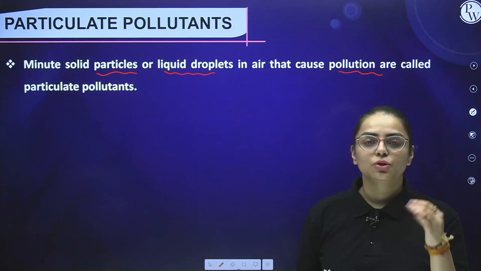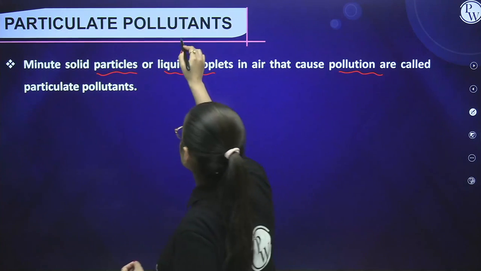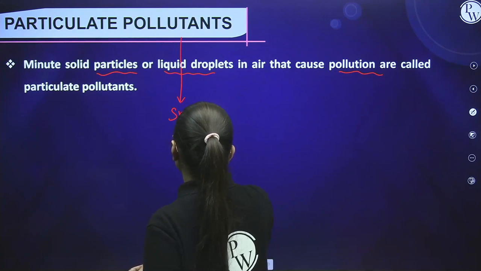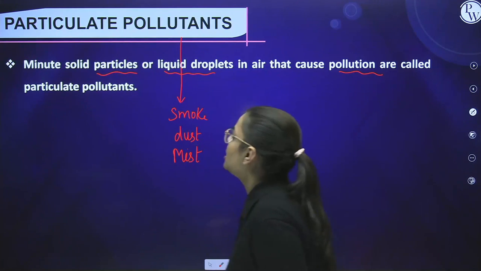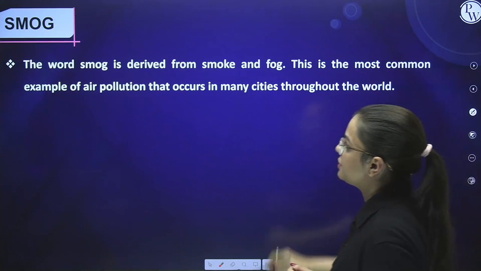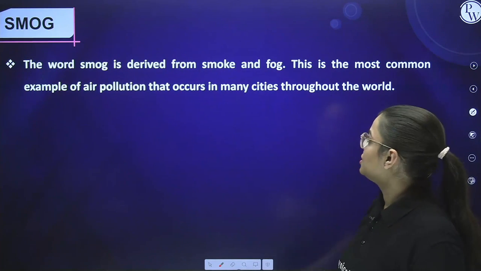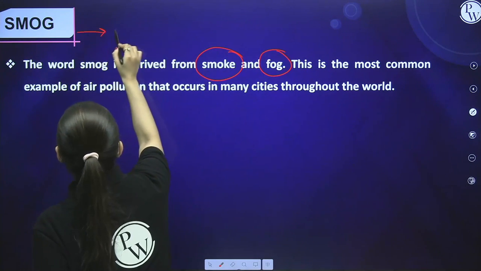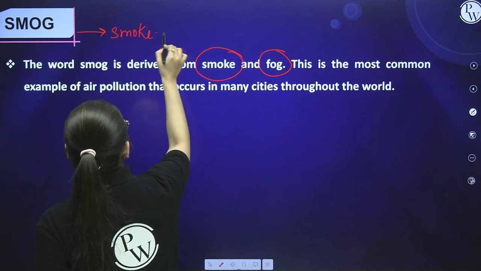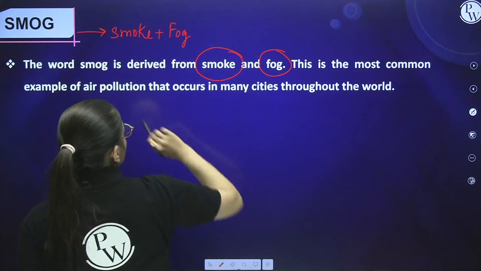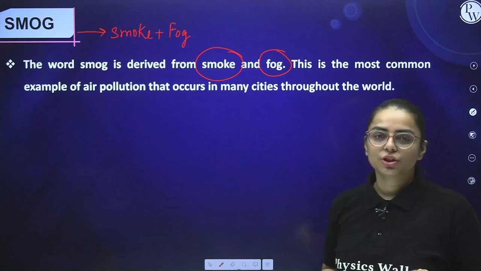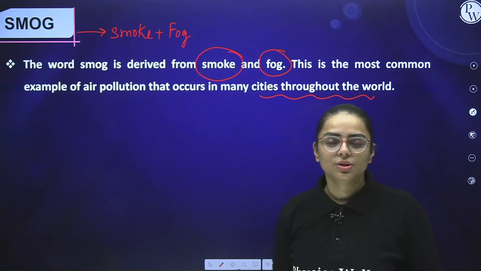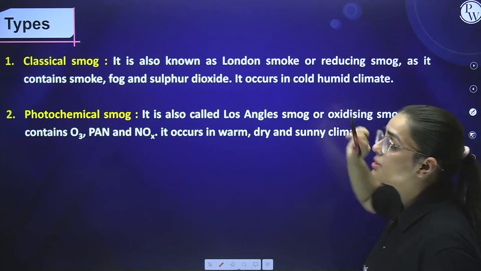Some examples: you have heard about smoke, you have seen dust, mist. So particulate pollutants are smoke, dust, mist, all of these are particulate pollutants. If I see the very first, that is smog. How is smog obtained, students? Smog basically is a combination of smoke plus fog. Now, this is the most common example of air pollution, right? Okay, that occurs in many cities throughout the world. Is it clear, students?